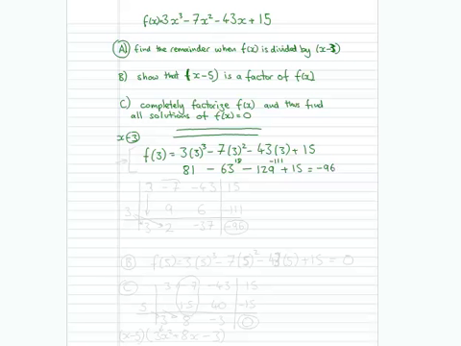Okay, let's try it using our synthetic substitution method. So I'm going to write down the coefficients of the polynomial. So we've got the x cubed coefficient is 3, the x squared coefficient is minus 7, the coefficient of x is minus 43, and the units are 15. Remember, this is an alternative to the first method. So if it says use the remainder theorem, we'd use this method up here. If I wanted to be rather quick without a calculator, I'd use this method down here.